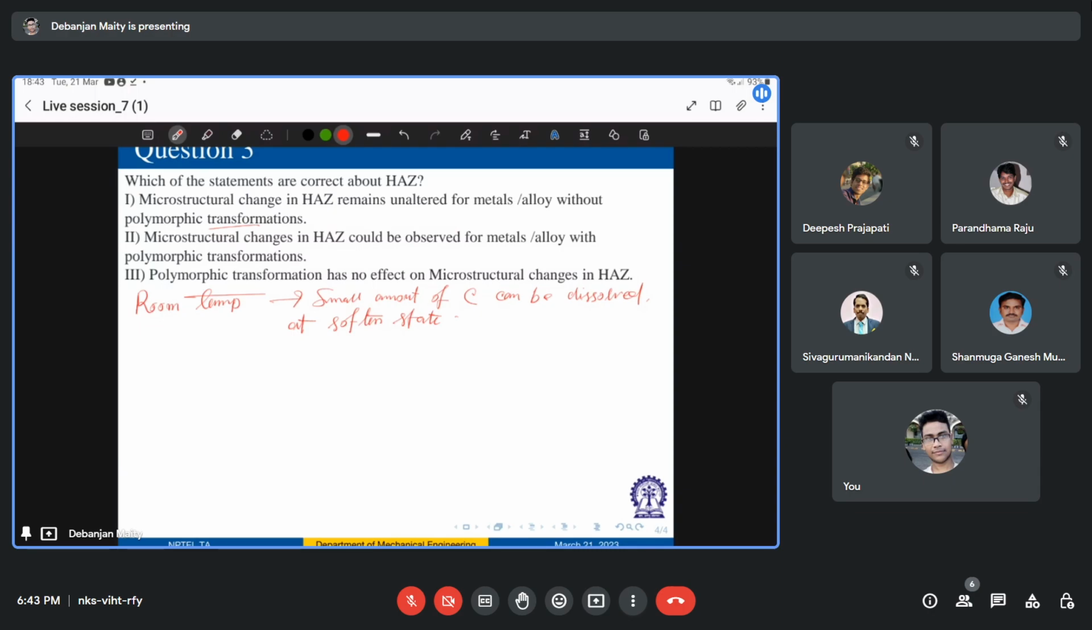And finally, above 1400 degrees C, up until the melting point of iron, what will happen? This austenite, what transformation will happen?